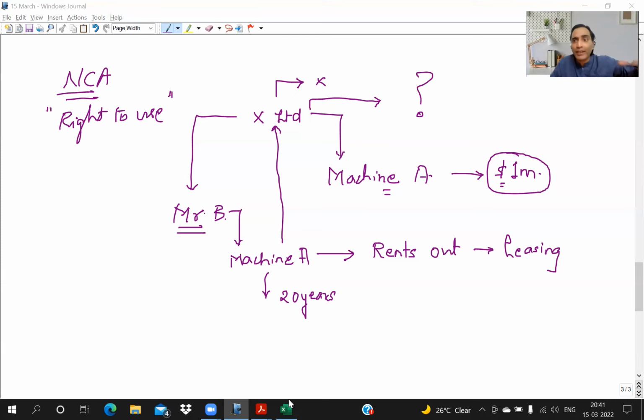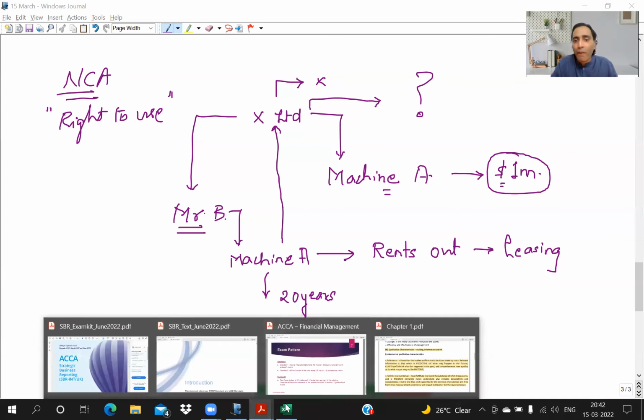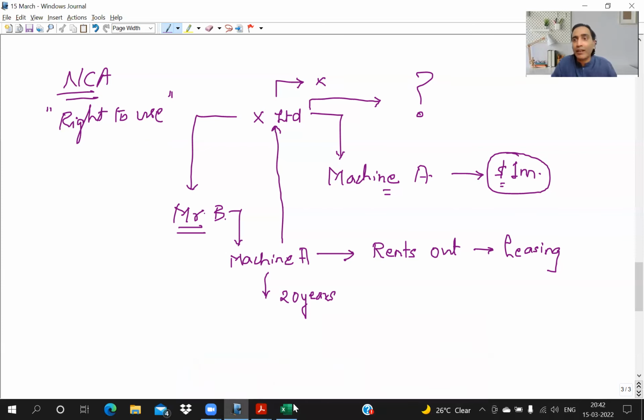Shruti already is aware of IFRS 16. So she has directly applied it. But I'm not referring to any IFRS right now. I'm referring to simple common sense. And I'm trying to explain to you what is the meaning of the term relevance. What do you mean by predictive and confirmatory value? So should X Limited recognize this machine, although it is not the owner? Owner is Mr. B. So should X Limited recognize this machine, or should B recognize it? That is the question. If you understand this, you will understand the relevance concept.